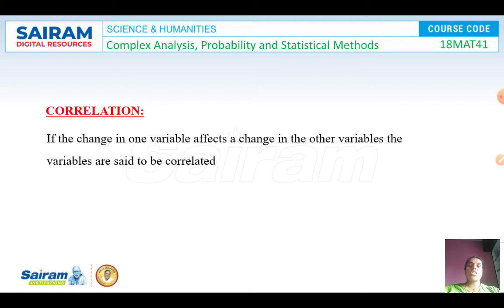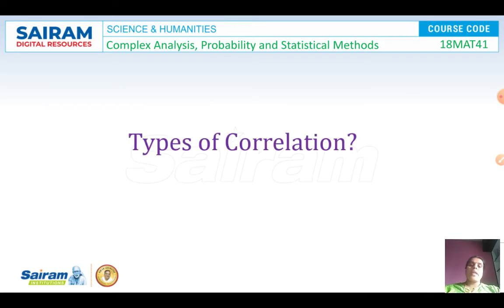So correlation, the word itself says it. Co is together. There are two variables, x and y. The change in one affects the change in the other, so they both will change together. X also changes, y also changes. Whatever the change may be, the change will happen. That is how we say both the variables are related to each other, and in other words we call it correlation. So if the change in one variable affects the change in the other variable, then those two variables are called correlated.